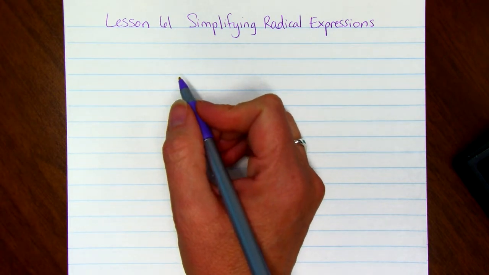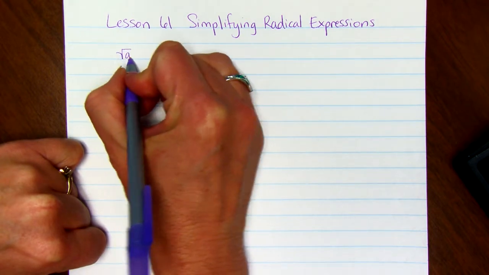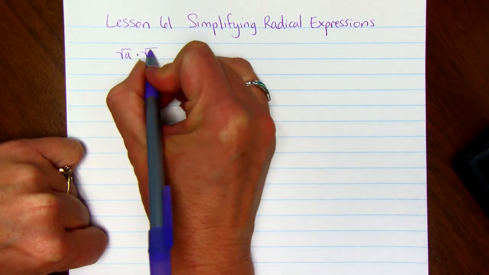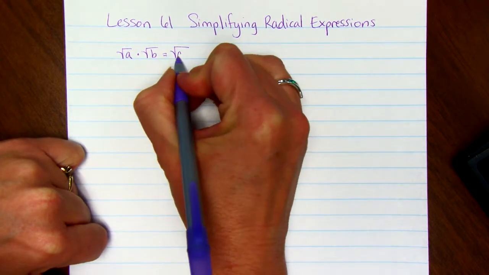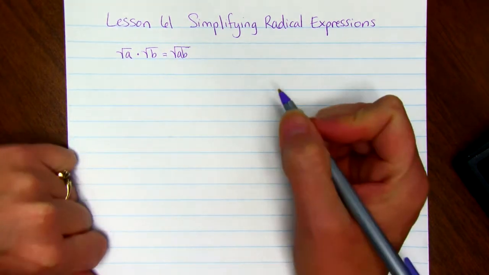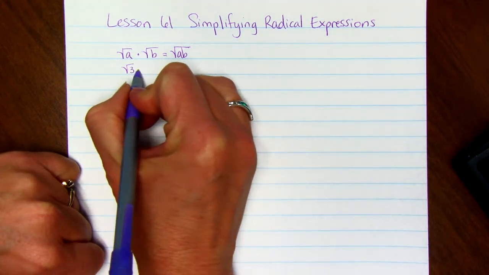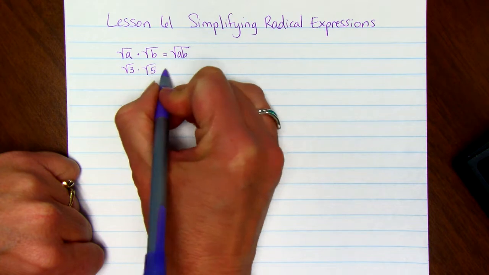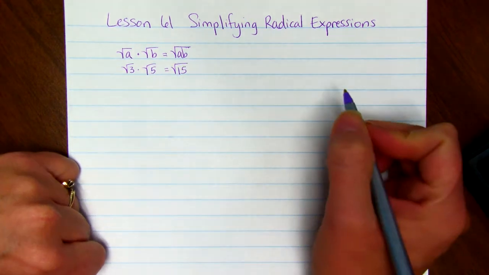So if we have two square roots that are multiplied, the square root of a times the square root of b, it's the same thing as if we take the square root of their product, a times b. For instance, if we had the square root of 3 times the square root of 5, we could just multiply 3 and 5 and get the square root of 15.